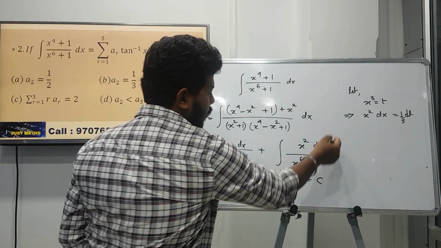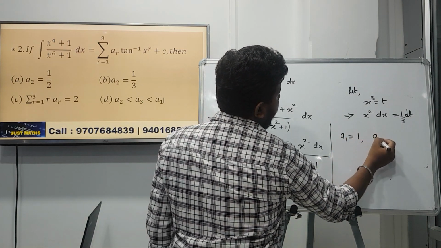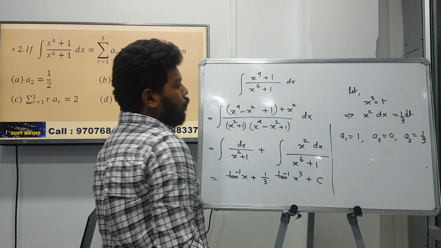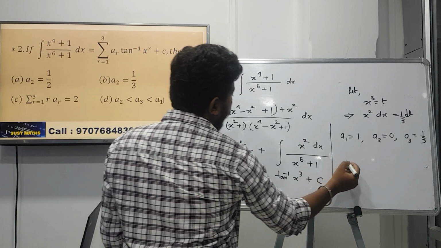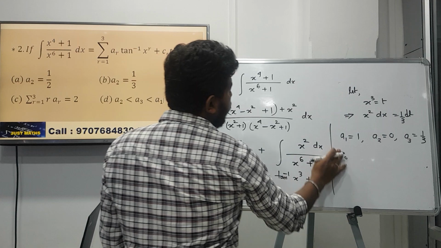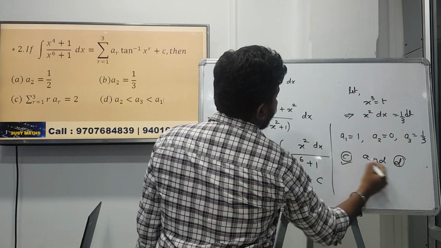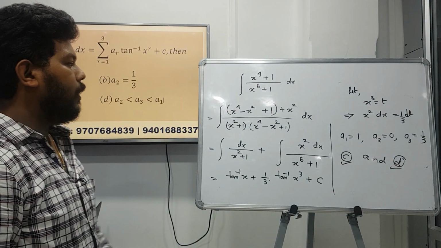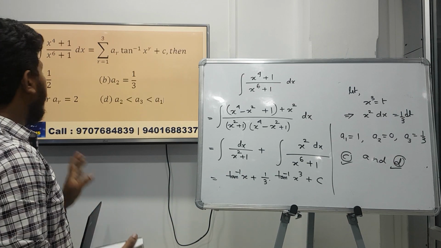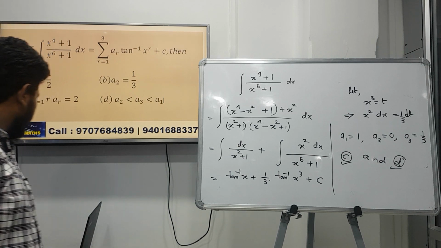So hence your values are a1 is equal to 1, a2 is equal to 0, and a3 is equal to 1/3. Therefore, option C and option D both are correct. Option A and option B are wrong, since A2 is equal to 0. Okay. This is your number 2.